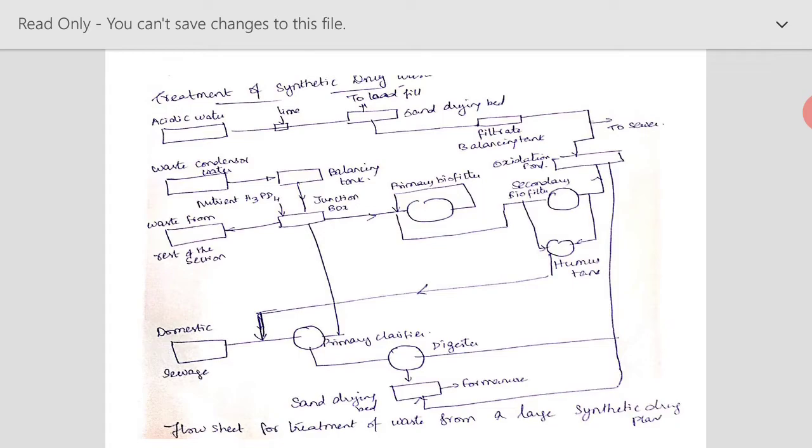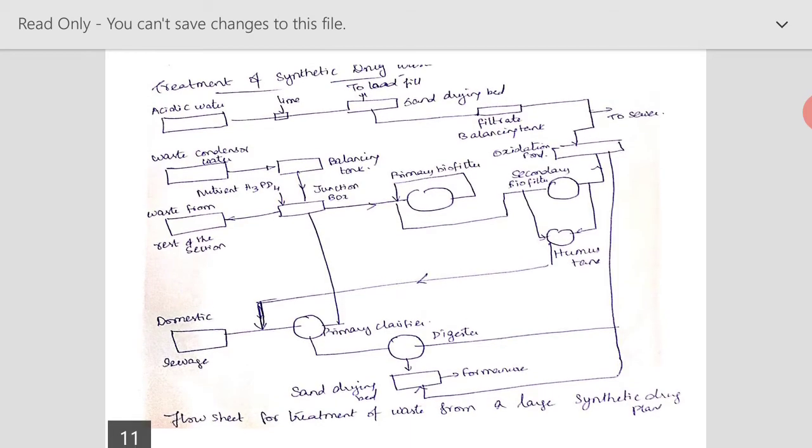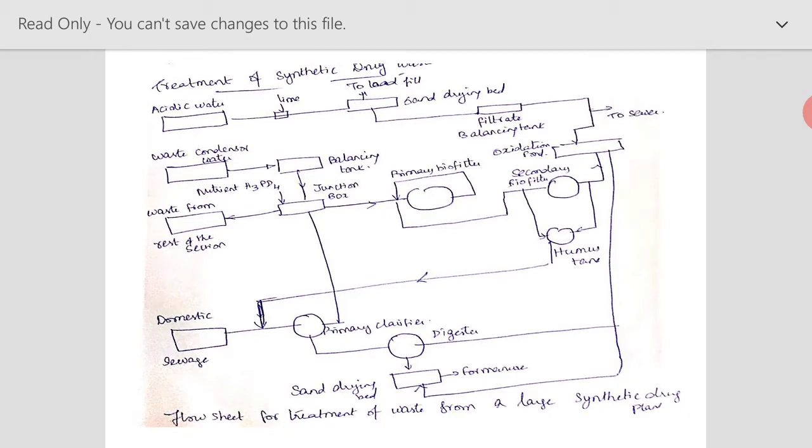So in case of synthetic drug waste, if there is any possibility to segregate the waste, it is better to segregate the waste instead of having a combined waste, because segregation and treatment will cost less, and it is easier to treat also. So here we are segregating the synthetic drug waste into four units, that is acidic waste separately, as we already saw. The acidic waste is higher.